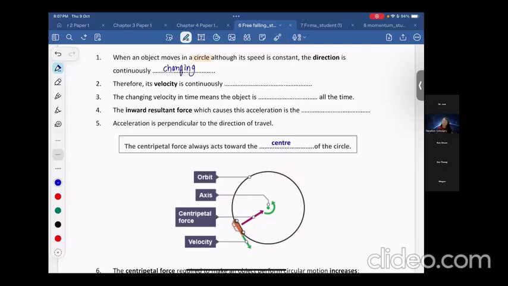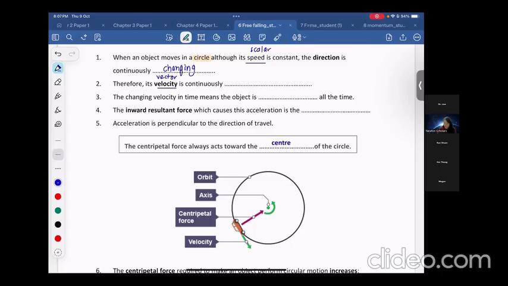At the start of chapter 2, we learned the difference between speed and velocity. Speed is a scalar quantity, which only needs to consider the magnitude. I don't care about the direction. But velocity is a vector quantity, which means we not only consider magnitude, but we also need to consider direction.